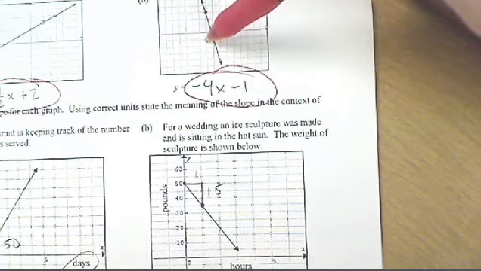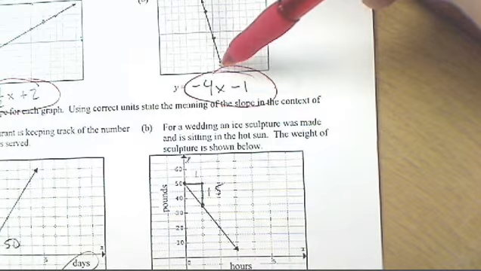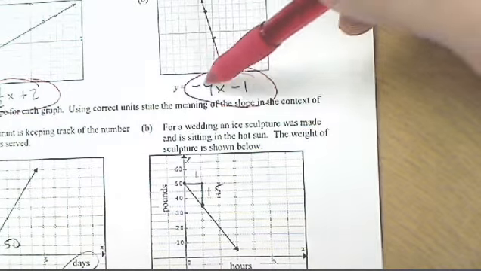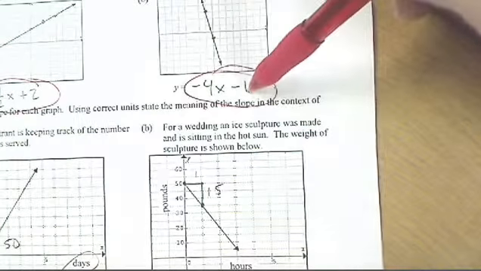It's going down 4 over 1, down 4 over 1. So it rises 4, runs 1, but it's negative since it's going downhill. And it intersects at 0, negative 1.